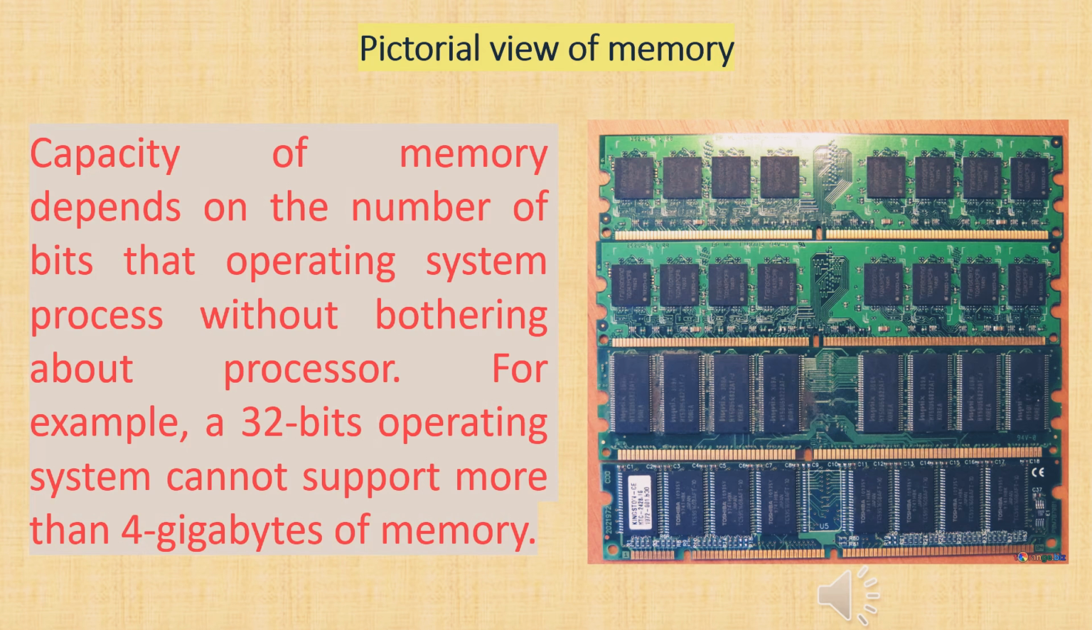Here we have to notice one thing, that the capacity of memory depends on the number of bits that the operating system can process, without bothering about the processor. For example, a 32-bit operating system cannot support more than 4 gigabytes of memory. If at all we want to use more memory, we also have to upgrade to an operating system that can process 64 bits at a time.